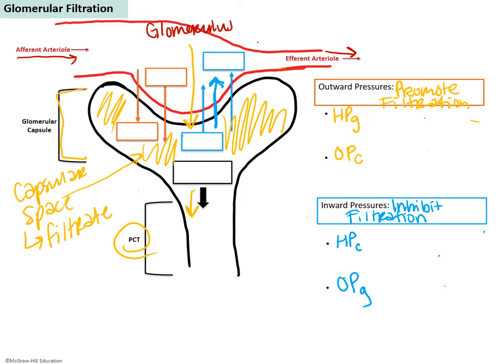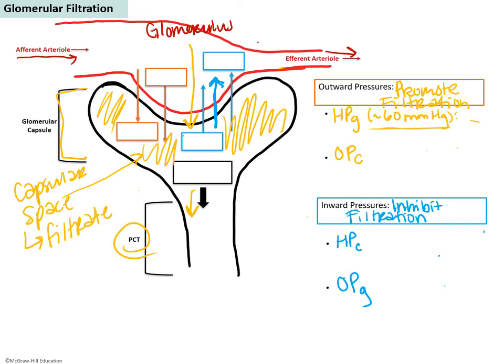So I'm going to go ahead and write in what these would be, about what their millimeters of mercury would be. So our hydrostatic pressure of our glomerular capillaries is about 60 millimeters of mercury. You guys do not need to memorize that, but this is just for us to see this is a really, really high hydrostatic pressure.